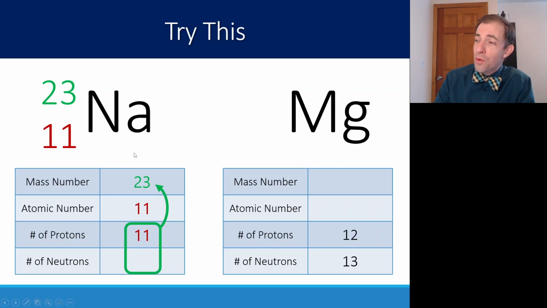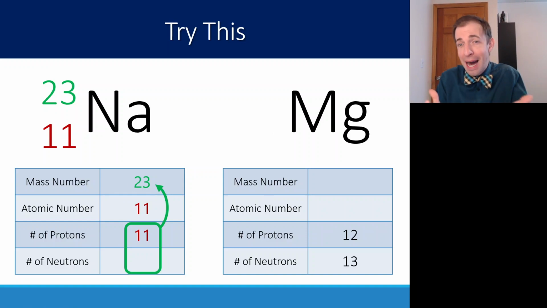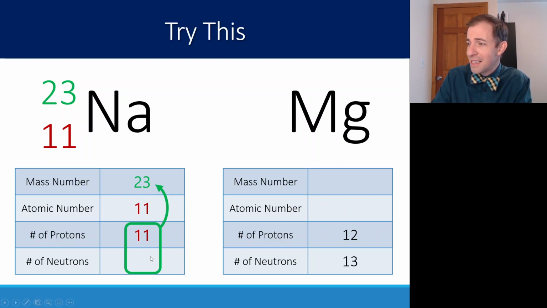So if the mass overall is 23, that means I need to have 23 combined protons and neutrons. Those are things that are inside the nucleus, so we call them nucleons. We are going to need 23, so the number of neutrons must be 12. So 11 protons and 12 neutrons gives us a mass of 23.